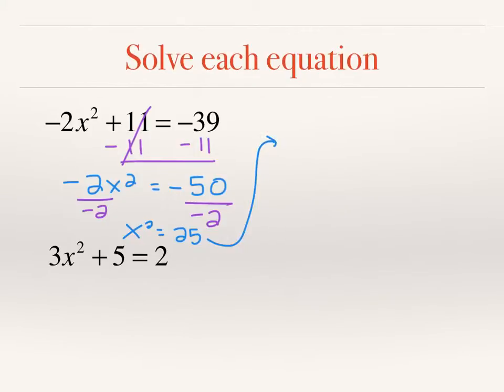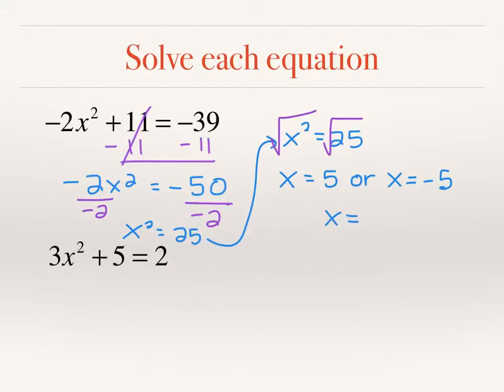Let me move this up here. X squared equals 25. Now is when I get to take my square root. Okay, so now I'm going to go square root, and remember when you take a square root, you do get two different answers. So here I would get x equals 5 or x equals negative 5. Okay, got to have both answers for it to be considered correct. By the way, you could write this as x equals plus or minus 5. That would be acceptable as an answer as well.